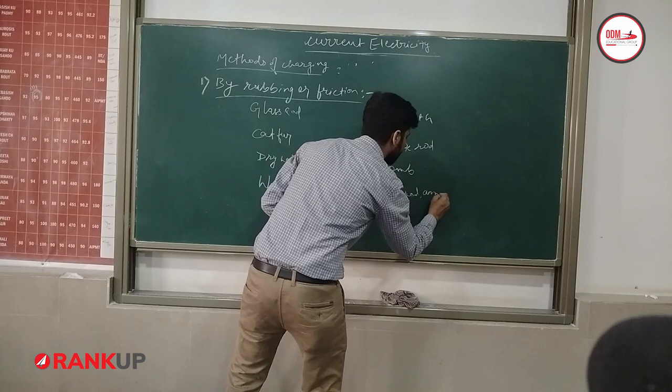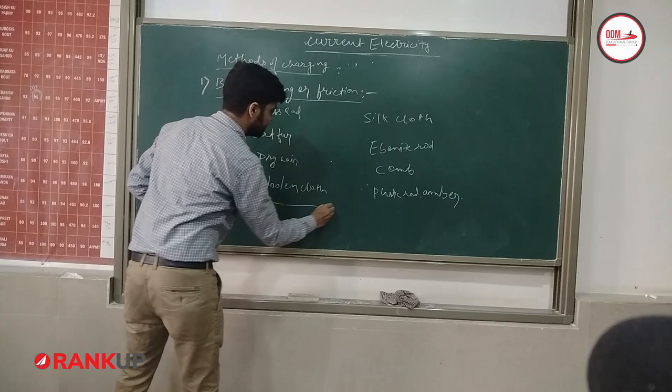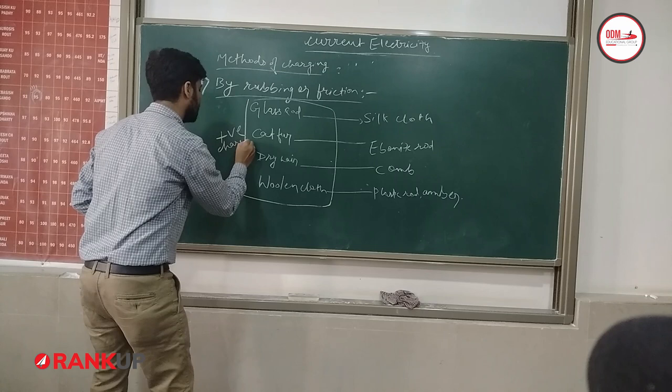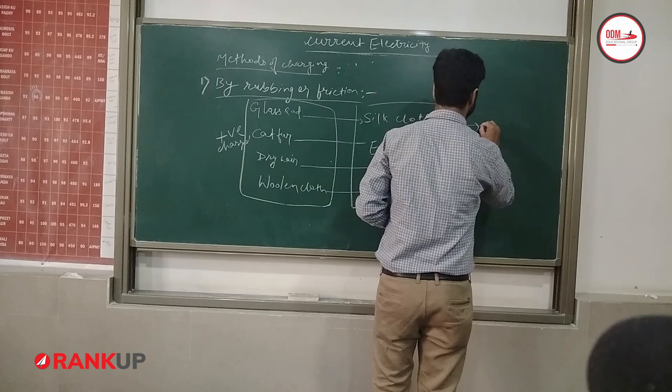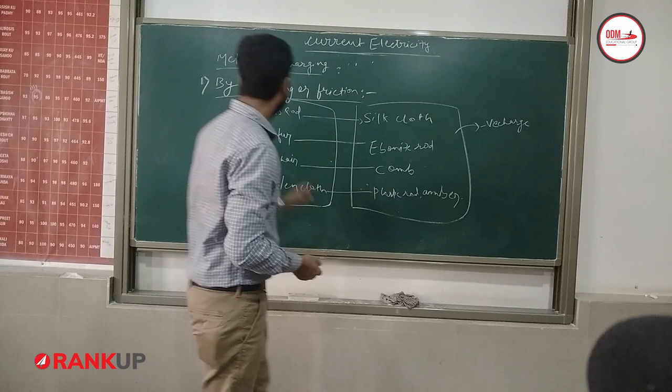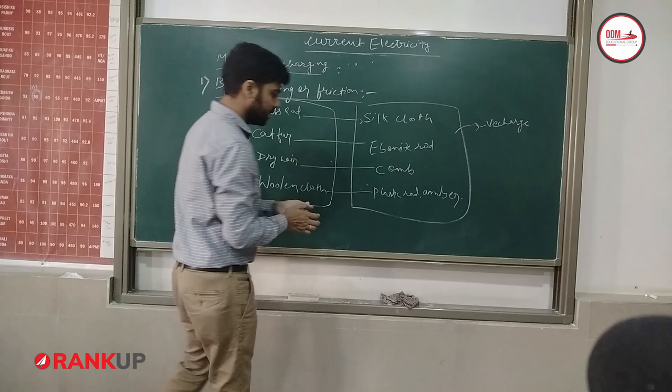So these objects get positively charged when this is rubbed with this, this with this, this with this, this with this. All of these get positively charged, and these get negatively charged. Got it? So this was the method of charging an object by rubbing or by friction.